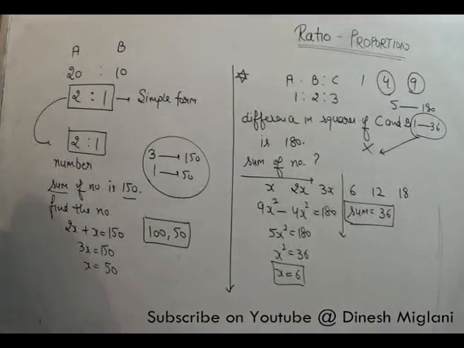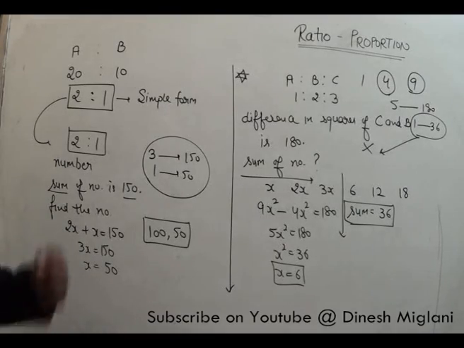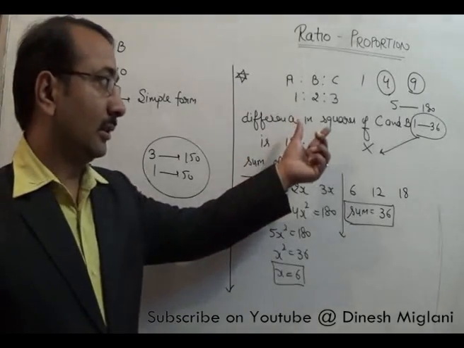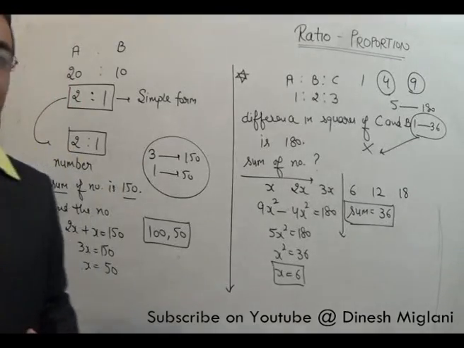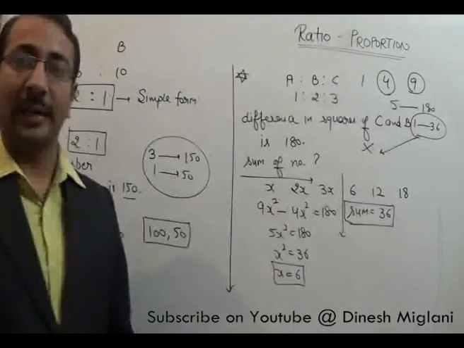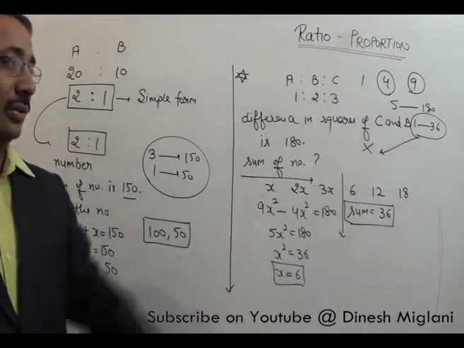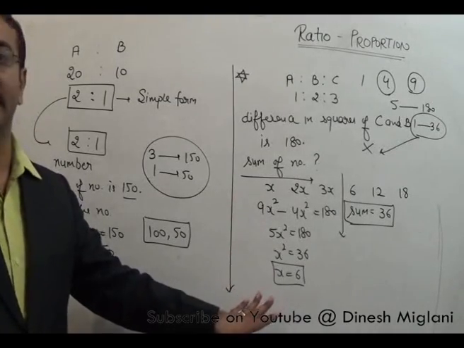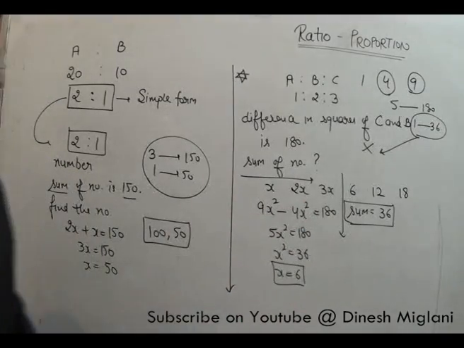So what you have to remember is that when the question is given in terms of squares or cubes, in that case assume in terms of x, so I can say x, 2x and 3x, solve it, find x and answer your question. So you can say the sum of the numbers is equal to 36.